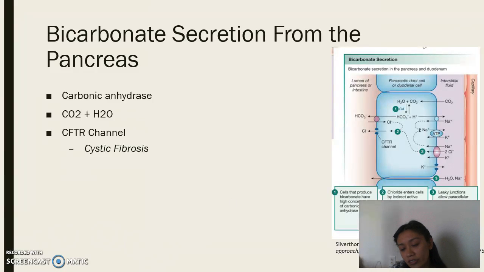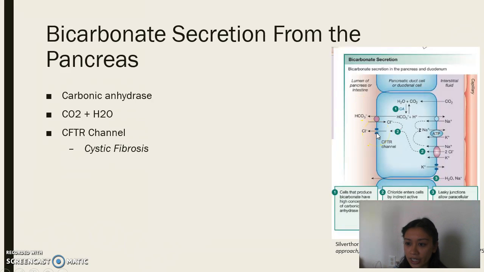So bicarbonate secretion from the pancreas requires a lot of carbonic anhydrase, and this is secreted into the duodenum to help neutralize acid that comes from the stomach. Some bicarbonate secretion is made in the duodenum, but a majority of it is from the pancreas. So this is made from CO2 and H2O, by the carbonic anhydrase, and it is secreted by the apical chloride ion bicarbonate ion exchanger, which is seen right here.